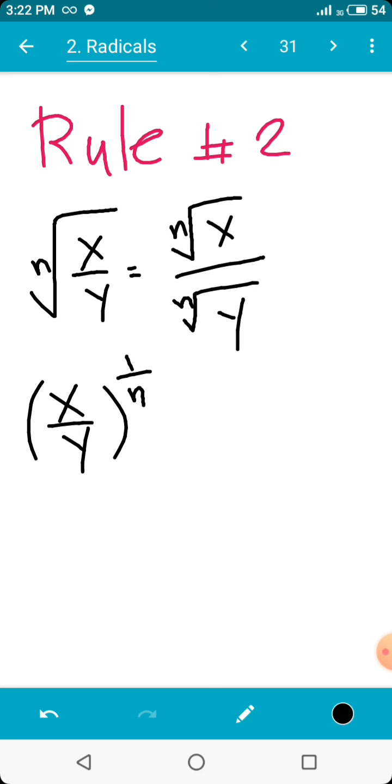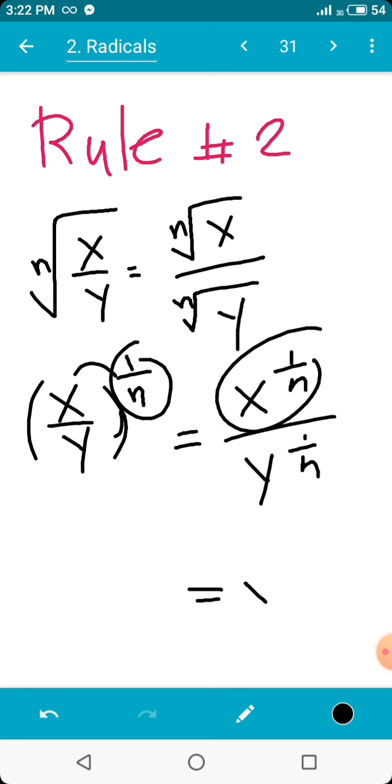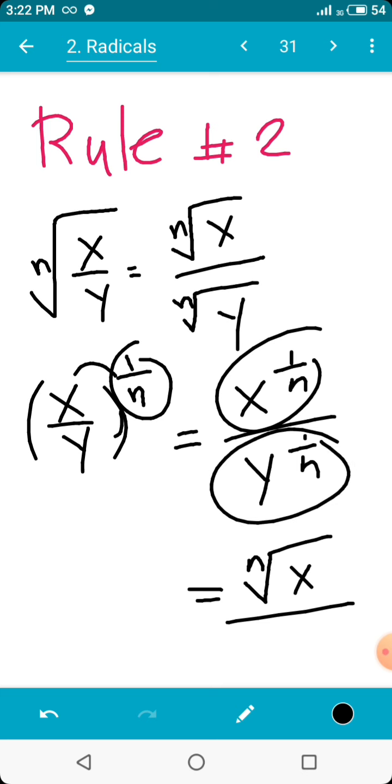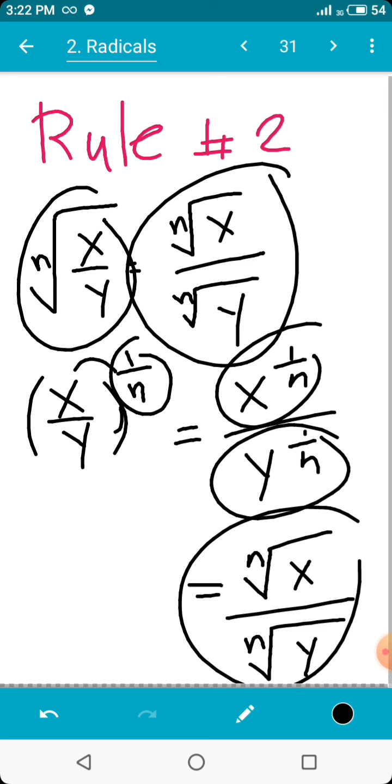Okay? So, pag ganito, di ba, ang rule natin sa exponent, i-distribute lang natin sa bawat variable. So, it will become x raised to 1 over n over y raised to 1 over n. Okay? So, kung i-rewrite natin to, it will become nth root of x over nth root of y. So, that's why ito ay equivalent lang niya na ganyan. Okay? So, let's have example.